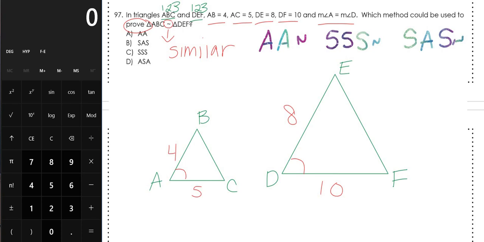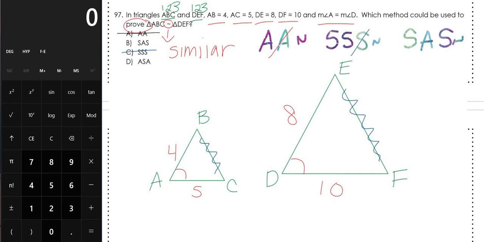Now, let's go through our proof methods. AA requires that you have 2 pairs of angles. We only have 1. We don't have the second, so we can't use AA. So going through your answer choices, you're crossing out A. That's incorrect. Next, SSS requires that we have all 3 pairs of sides. We don't have the third pair of side lengths. We don't have BC, and we don't have EF. So we can't see if they're in fact in proportion with the other 2 or not. So we can't use SSS, so we're going to cross that one off.